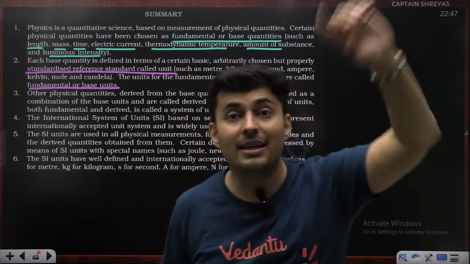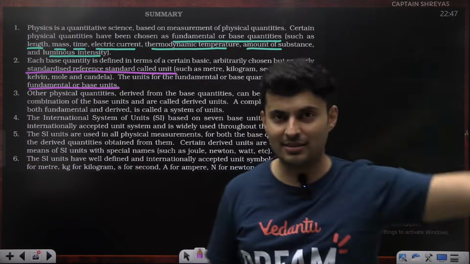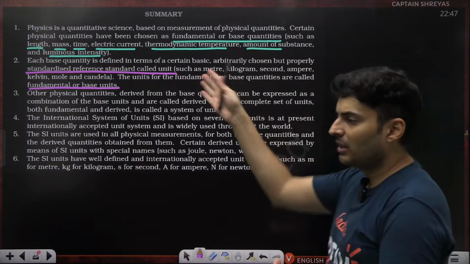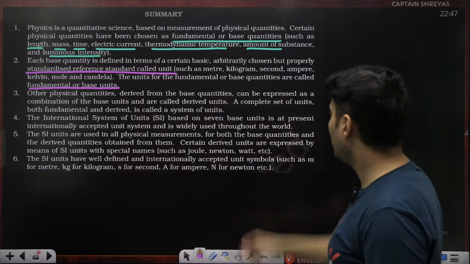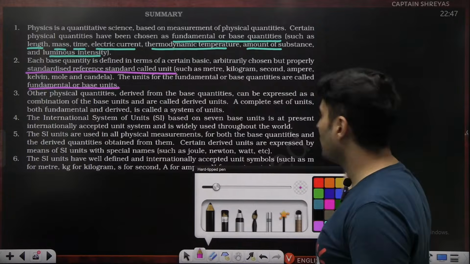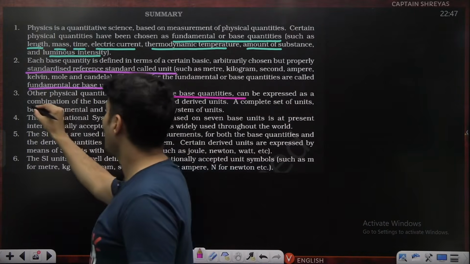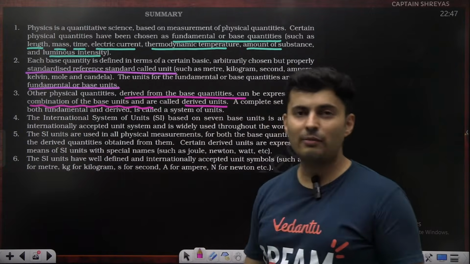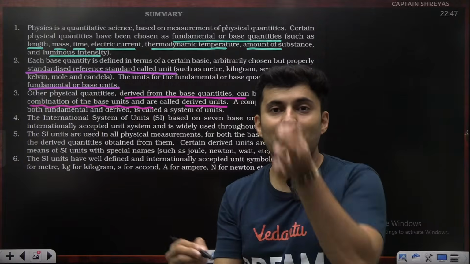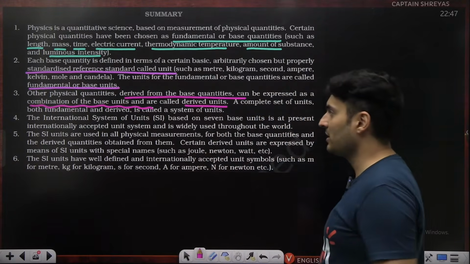But derived quantities like velocity will be measured in meters per second. So they will be derived units. Simple. Fundamental quantities, fundamental units, derived quantities, derived units. Okay. So like mentioned over here, quantities derived from the base quantities are expressed as a combination of the base units and are called derived units. Like velocity, meter per second, based on two or more fundamental units. So they will become derived units.